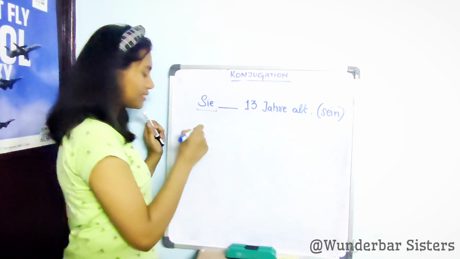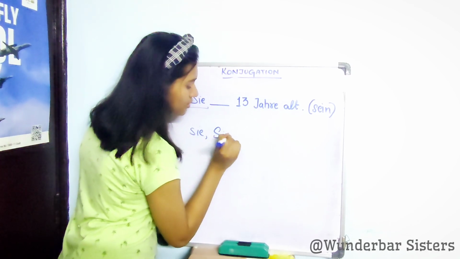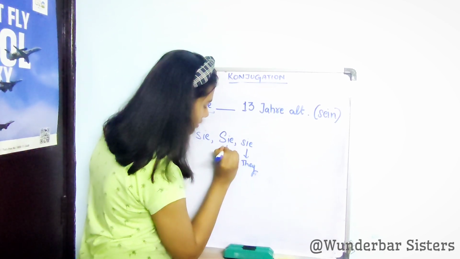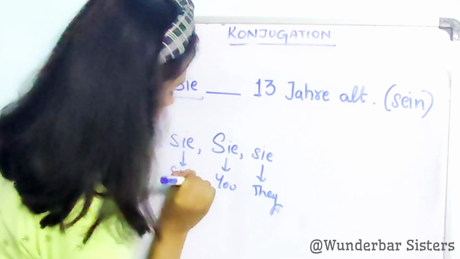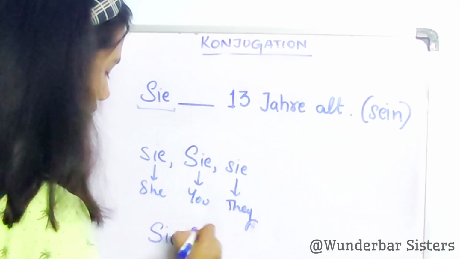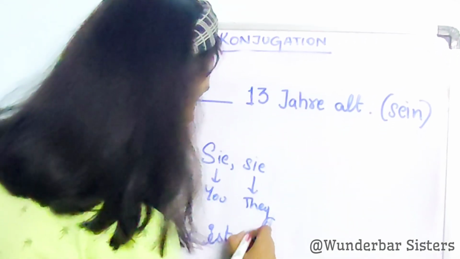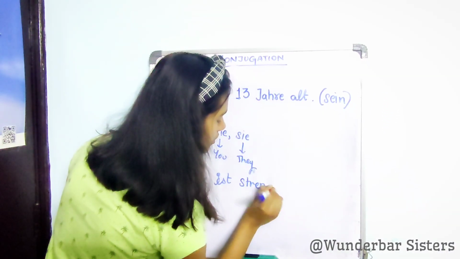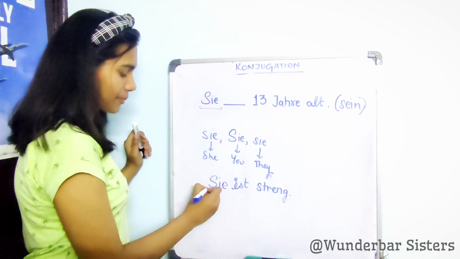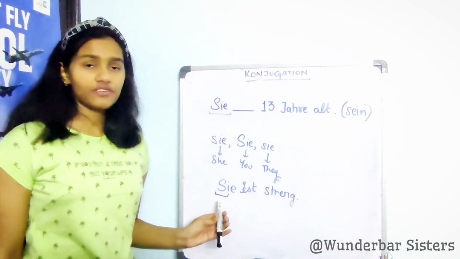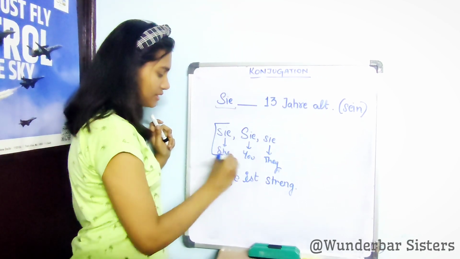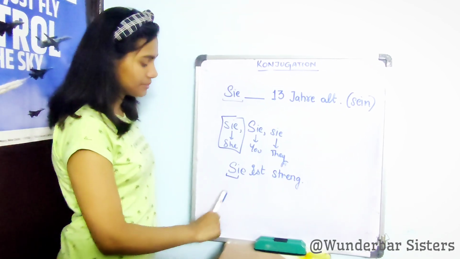Now whenever a sentence starts, whether it is Sie meaning they, you, or she, how would we get to know? Usually when I have a sentence like "Sie ist streng," it actually means she is strict. Since I have a capital S, I got to know whether this is she or they by seeing the verb. Because I've used ist, which is the conjugation of sein for she, I got to know that this sentence means she is.